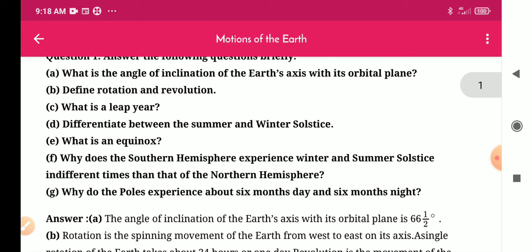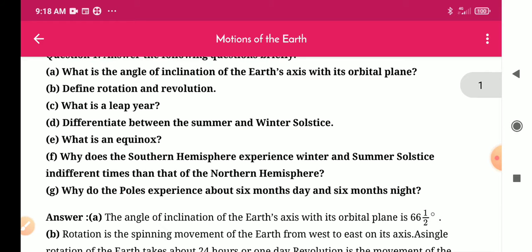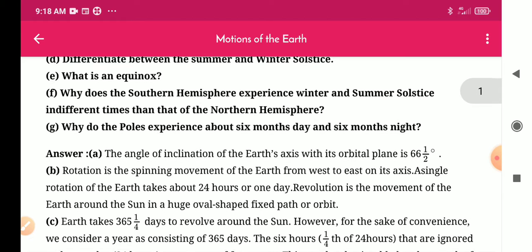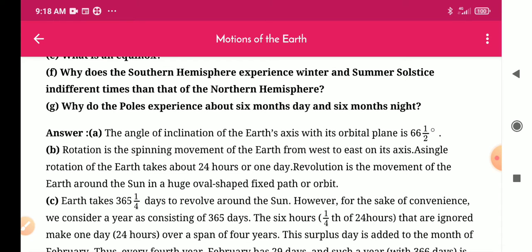B. Define rotation and revolution. Answer: Rotation is the spinning movement of the Earth from west to east on its axis. A single rotation of the Earth takes about 24 hours or 1 day. Revolution is the movement of the Earth around the Sun in a huge oval-shaped, fixed path or orbit.